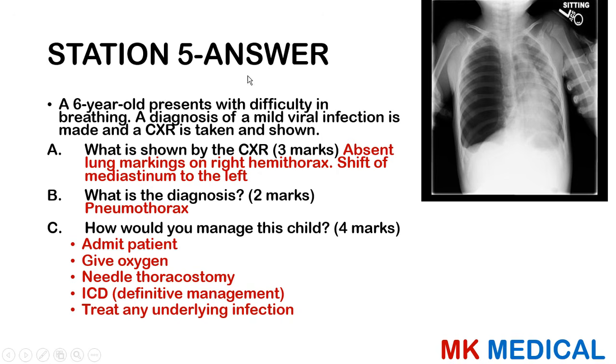So this is most likely a pneumothorax. It could be secondary to the same viral infection that this child had. So what we're going to be simply doing is admit the patient, give them oxygen. You may perform needle thoracostomy, where you go into the second intercostal space with your cannula to relieve the pressure as you await an intercostal chest drainage, which is going to be your definitive management. We want to treat the underlying infection if there is an infection in this child.